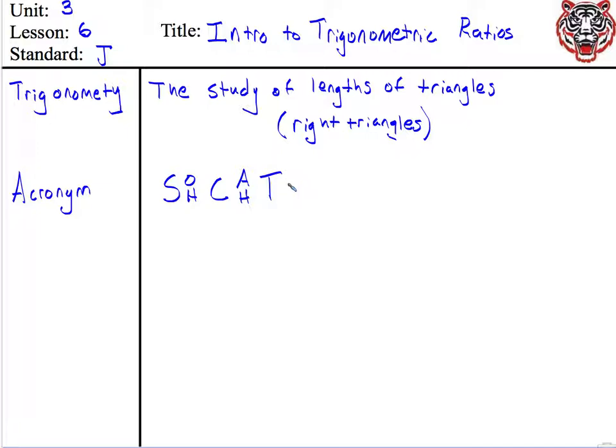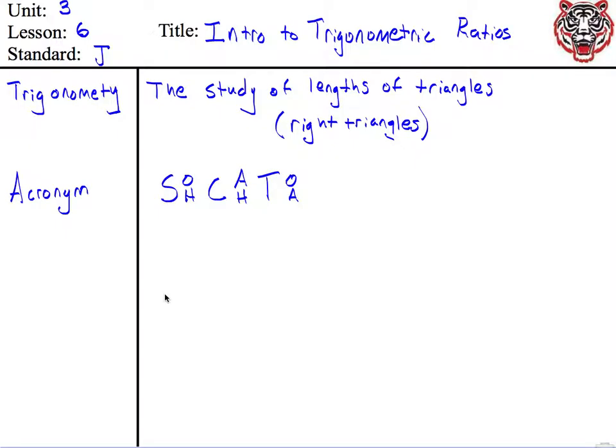SOHCAHTOA. SOHCAHTOA, the princess of trigonometry land. She's the half-sister of Sacagawea? No, that doesn't make sense. SOHCAHTOA. What does this acronym stand for?